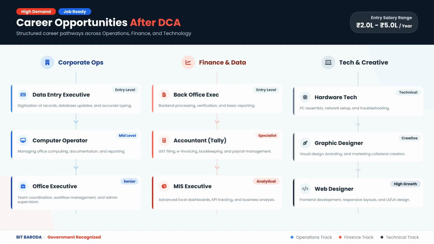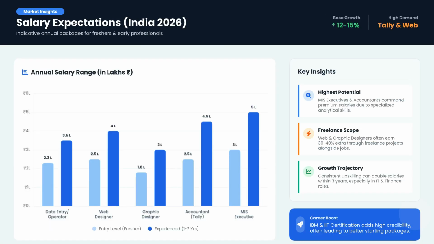After DCA, you can pursue structured career pathways in corporate operations, finance and data, and tech and creative roles. Entry-level salaries range from 2.0 to 5.0 lakh rupees per year. Market insights for 2026 show high demand in Tally and web development, with a 12 to 15% base growth. Specialized roles like MIS executive and accountant command premium salaries, and consistent upskilling can double salaries within 3 years.